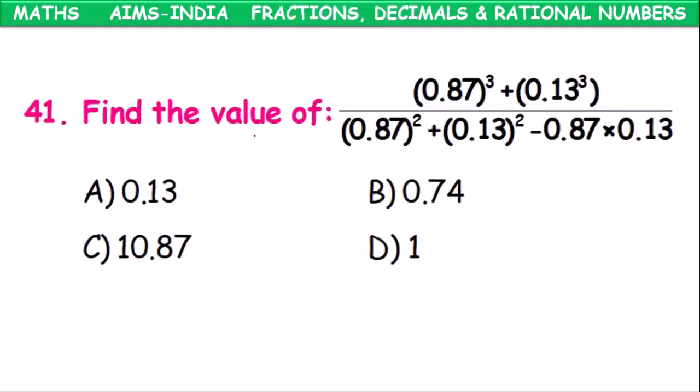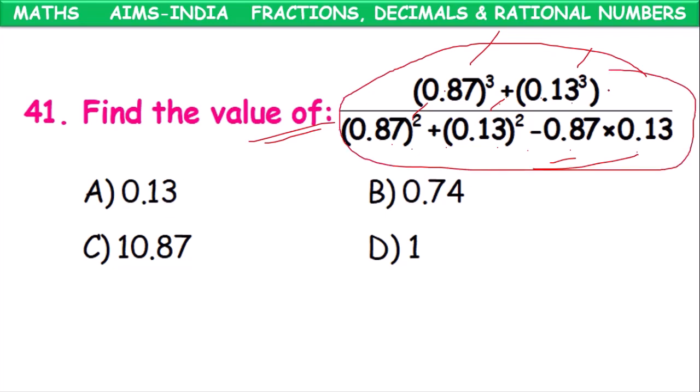Next one. Find the value of 0.87 whole cube plus 0.13 cube by 0.87 square, 0.13 square minus 0.87 into 0.13. This value how much?